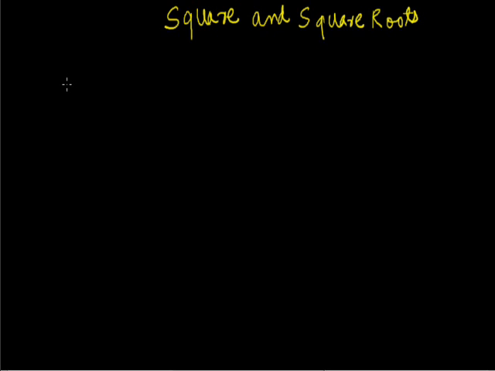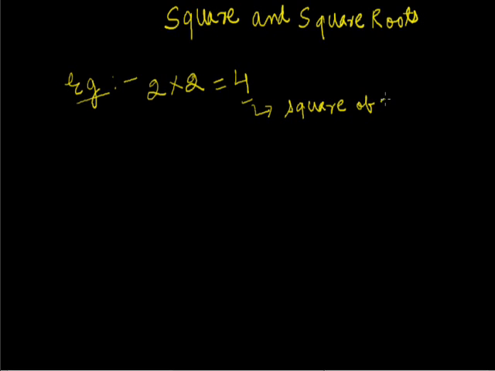A square is when any number is multiplied with the same number, which gives the answer as the square. For example, if we take the number 2 multiplied with the same number 2, it gives the answer 4. So this 4 can be termed as the square of 2.